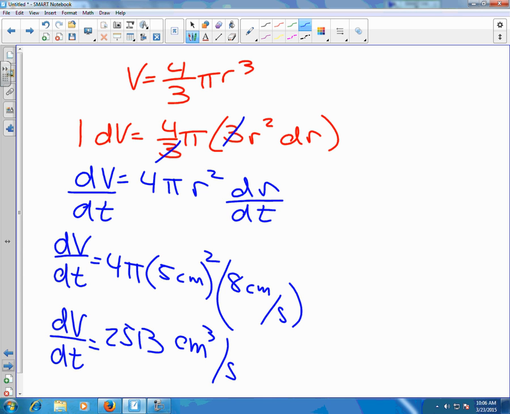I would say that would inflate a basketball probably in less than a second. I'm not sure of the volume of a general basketball, but it sounds like I made the numbers way too big.